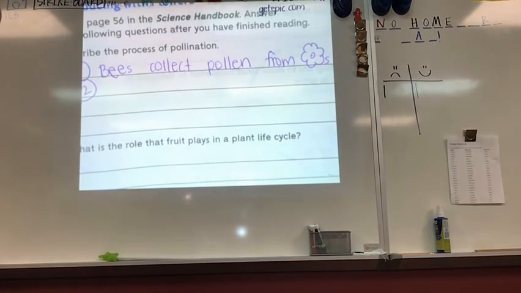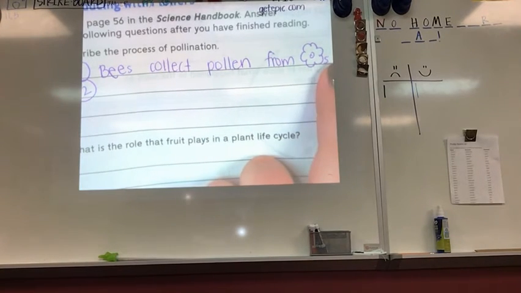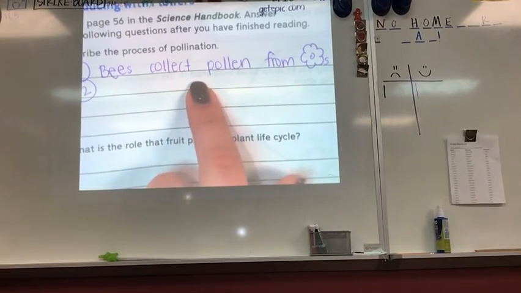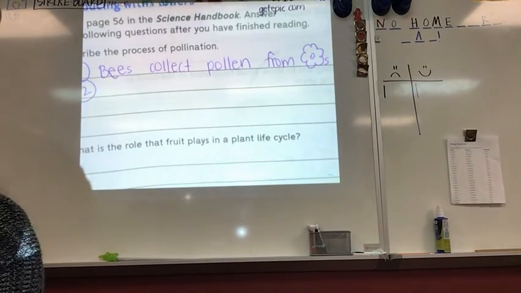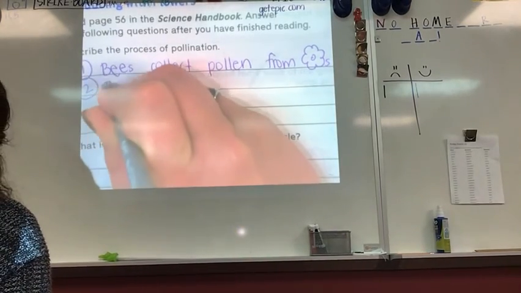The flowers drop seeds from when they are grown up. I'm going to actually kind of flip that a little bit. They collect pollen from sunflowers, and then they bring pollen to other flowers, right?